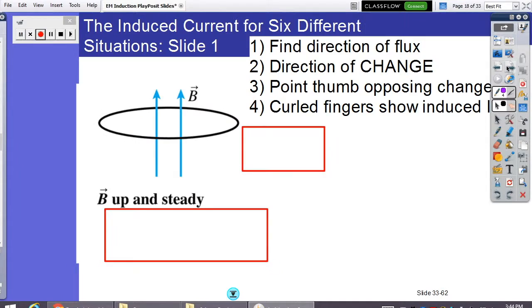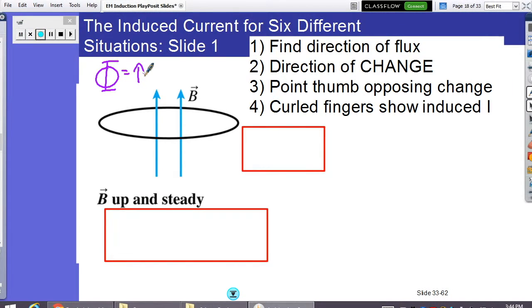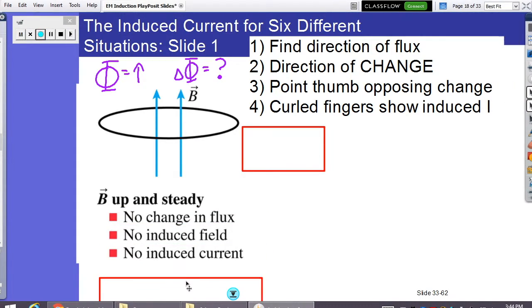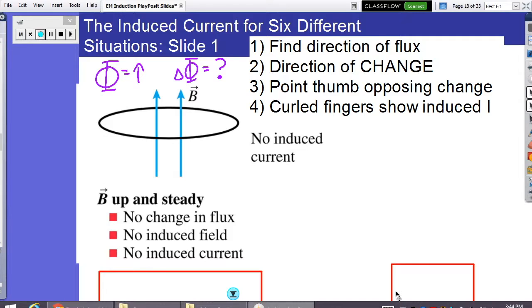So let's try that. Here's a case where we've got a little loop of wire, and our magnetic field is up and steady. That means it's not changing with time. The direction of my flux is upward because that's the direction of my magnetic field. But what about my change? In this case, if B is not changing, my flux is not changing. And if my flux is not changing, Lenz's law tells me no change in flux, no induced current. Nothing happens. My loop is happy.